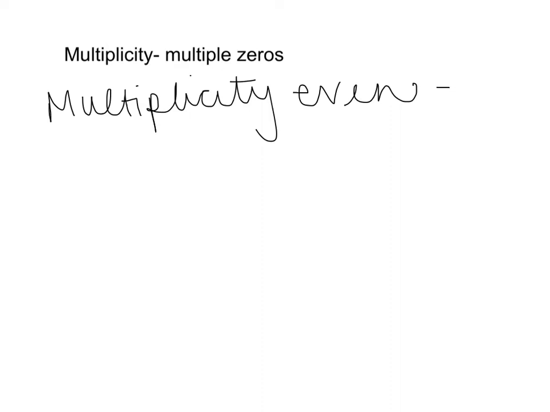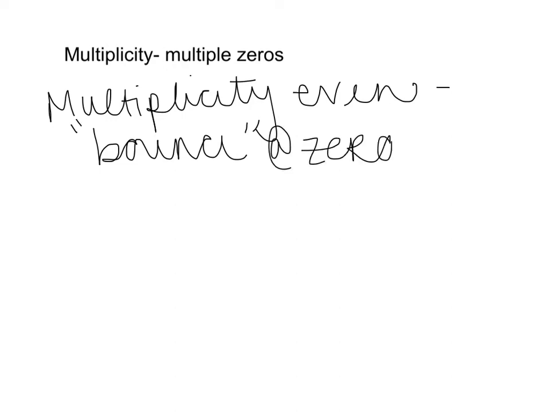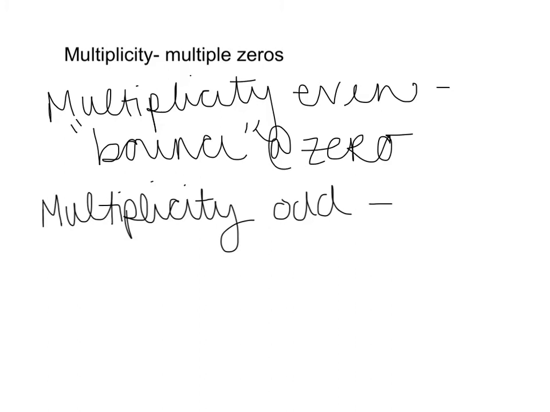If the multiplicity of a zero is even, it is going to cause the graph of the function to bounce at that zero. If the multiplicity of a zero is odd, it is going to cause the graph at that zero to go through the zero.